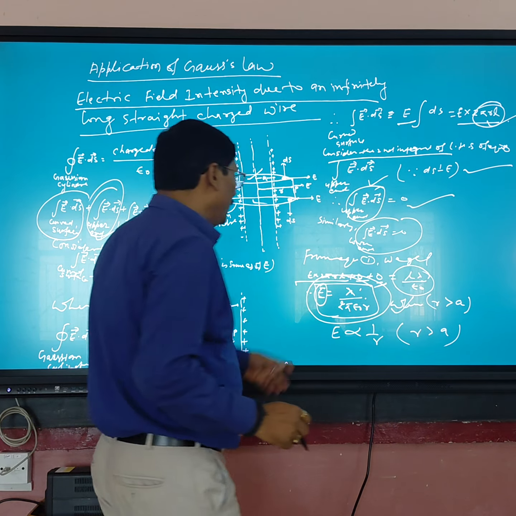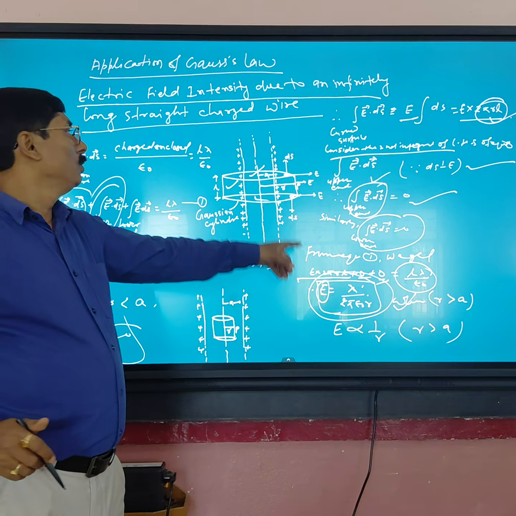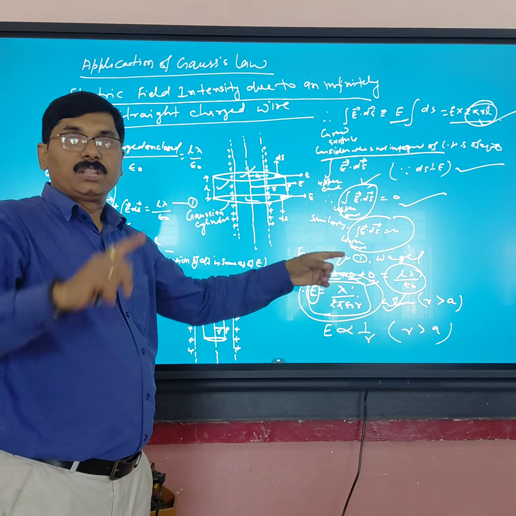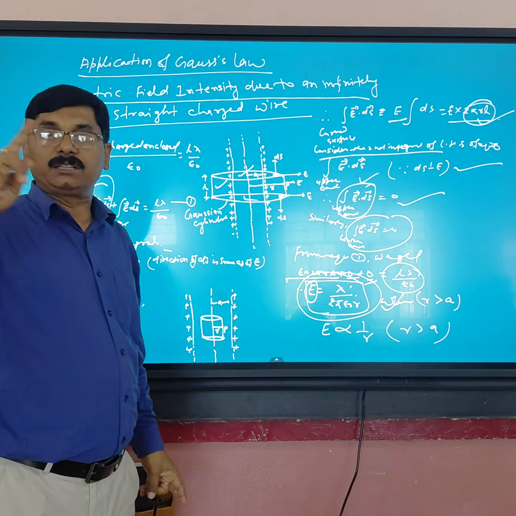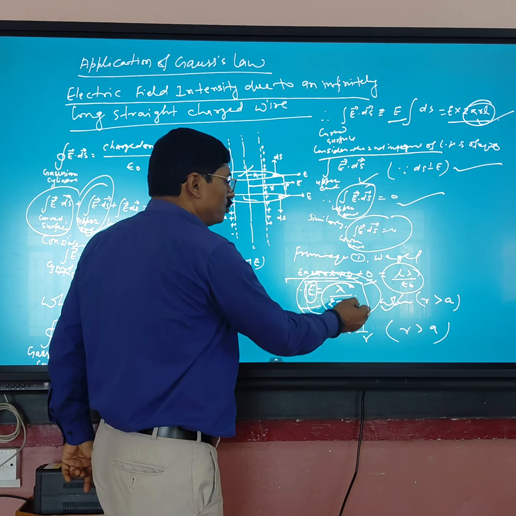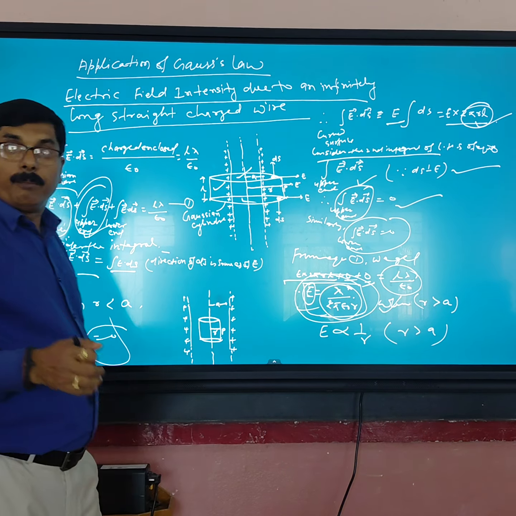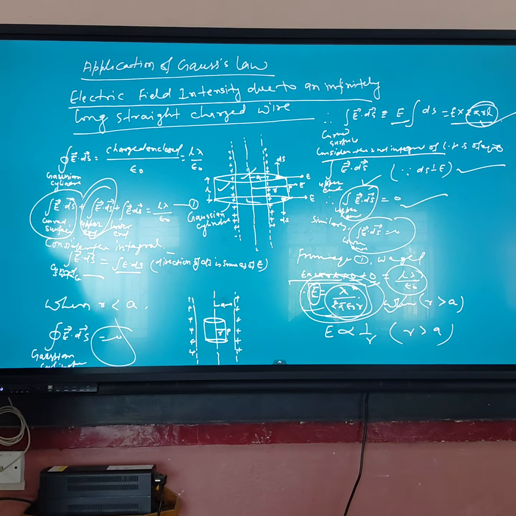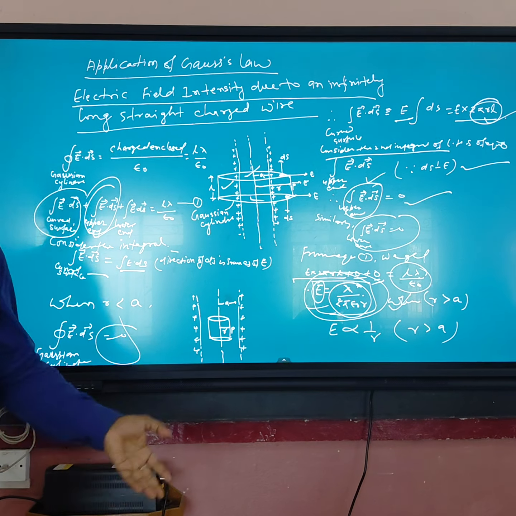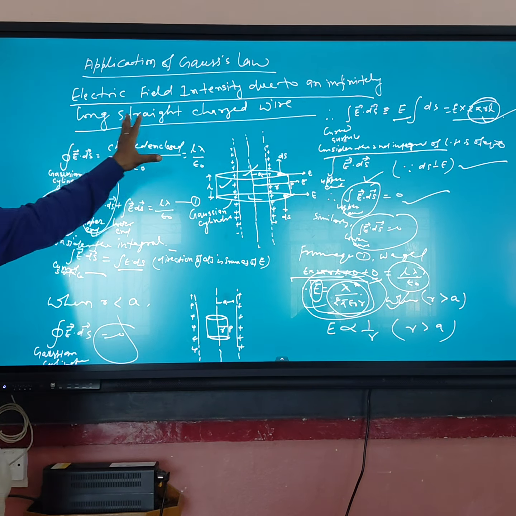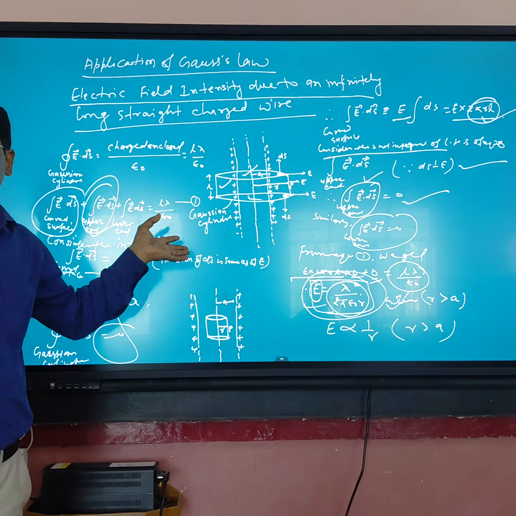We get the formula for intensity due to a long infinitely charged cylinder. In which condition? The point P is outside the charge cylinder. The intensity is equal to lambda by 2 pi epsilon naught r. But if the point P is inside the charge cylinder, the intensity will be 0. This is the first application of Gauss law.